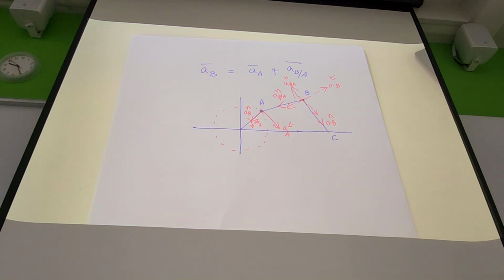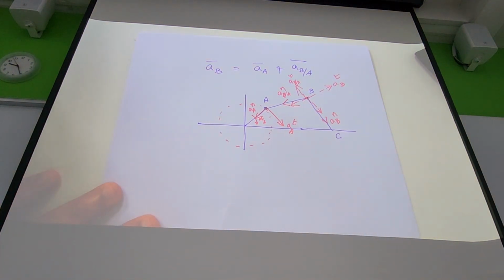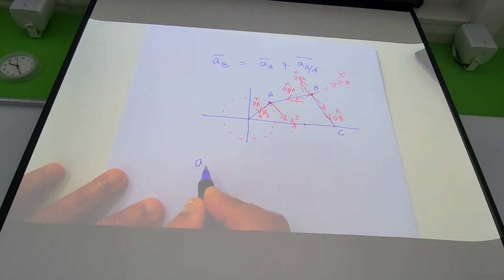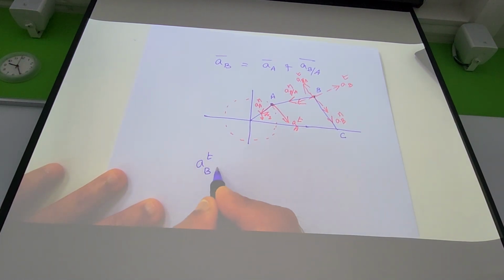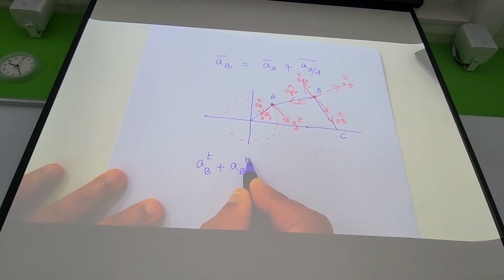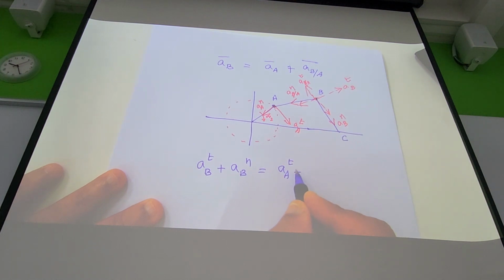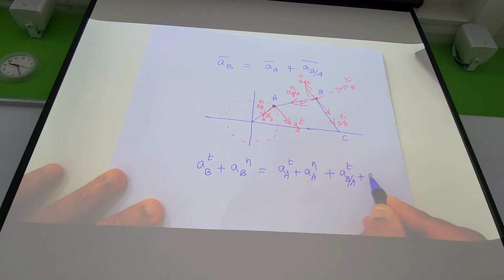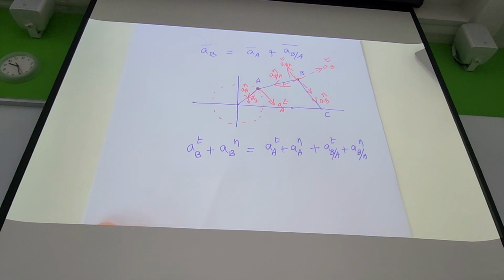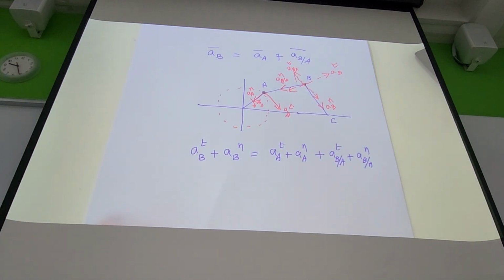Okay, so now we can write the relative acceleration equation. Acceleration of B tangent plus acceleration of B normal is equal to acceleration of A tangent plus acceleration of A normal plus BA tangent plus BA normal. So this is the equation, the relative acceleration equation.